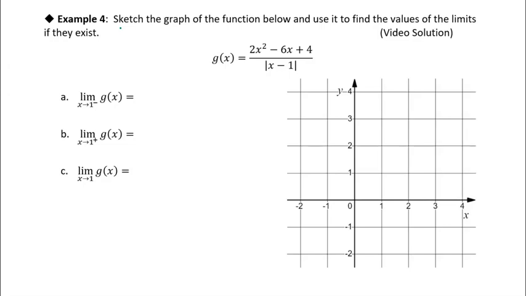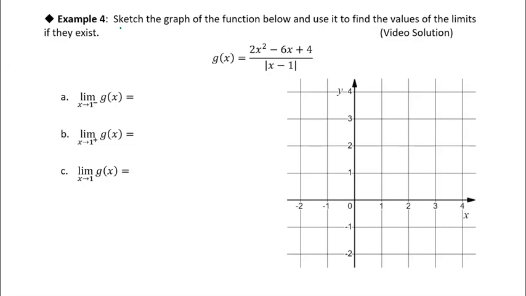Okay, now if you look at this formula, if you try to plug in x equals 1, you'd see we have a problem because the denominator would be 0. 1 minus 1, the absolute value of that is just 0. We can't divide by 0. So we're going to have to figure out something else to do here.